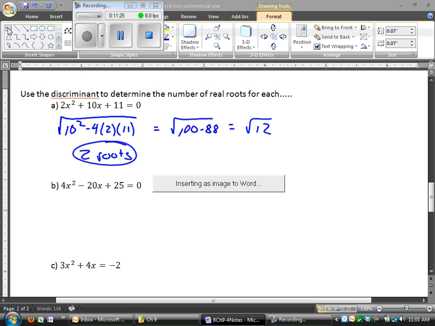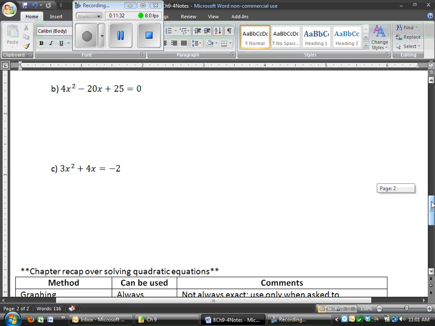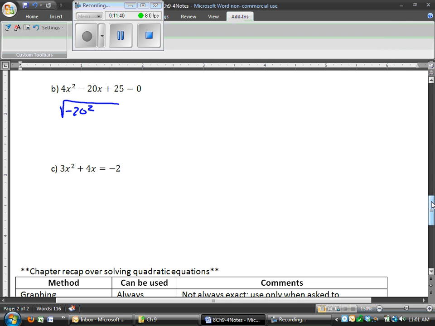So if I go ahead and go through it, I don't have time to show you everything here for example B and C. But example B, you should get one root. I'll have the negative 20 squared minus 4 times 25. And so I get 400 minus 400, which is 0. So there's one root. Okay?